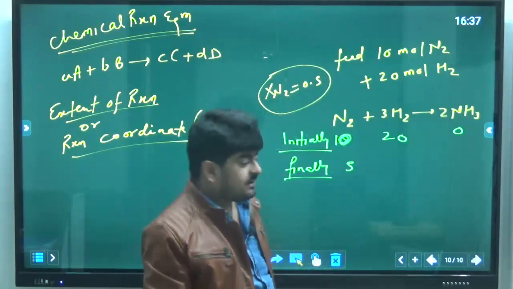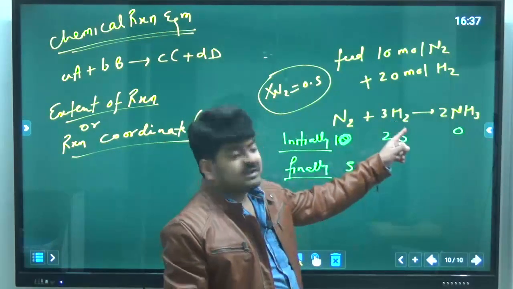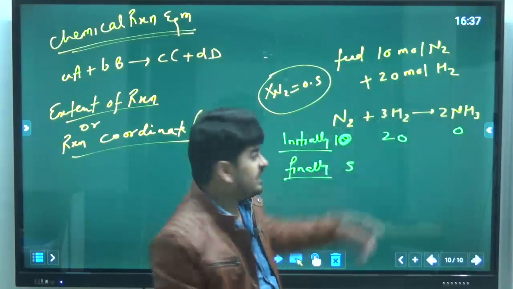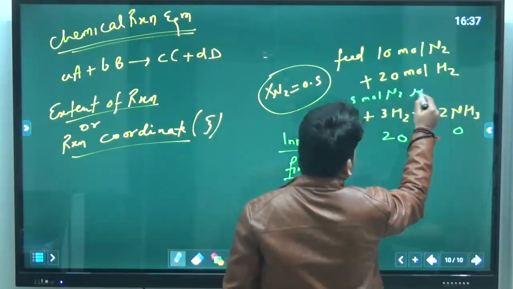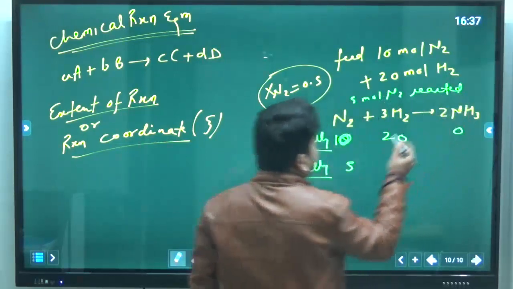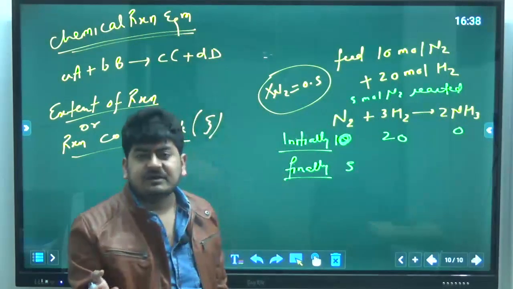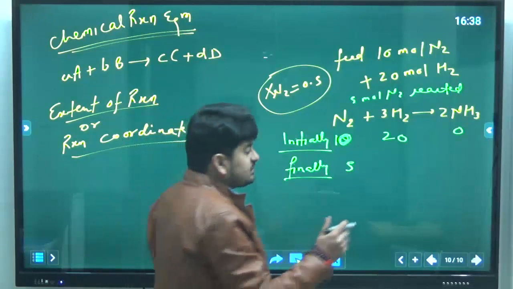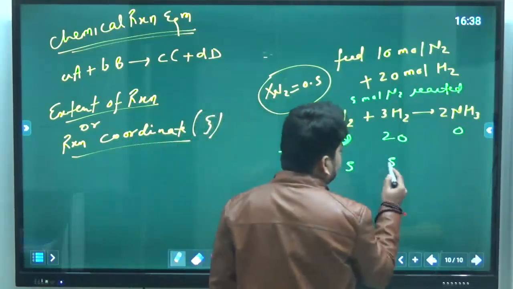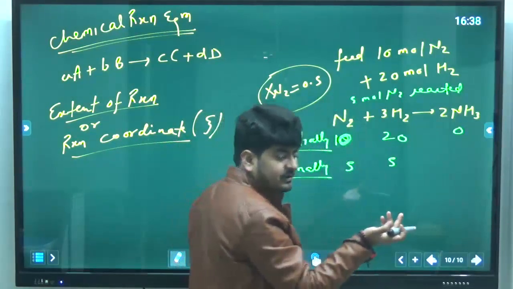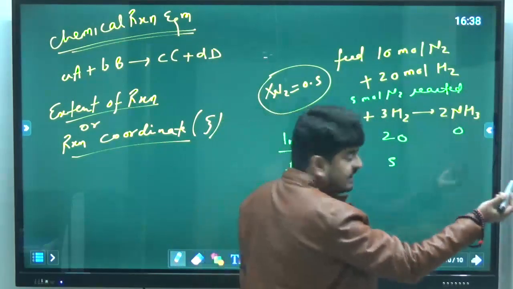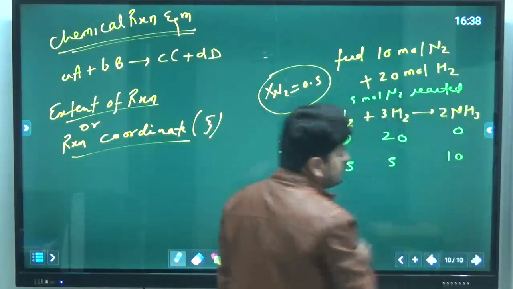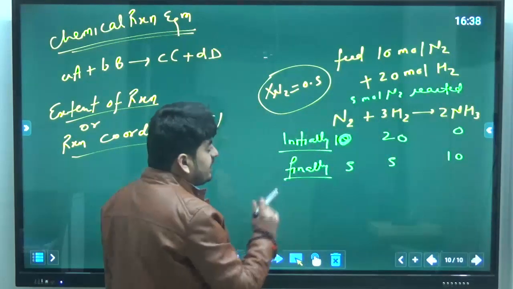For hydrogen, let's see, 1 mole nitrogen reacts with 3 moles hydrogen. So 5 moles of nitrogen reacted. Okay, so 5 moles nitrogen will react with 15 moles of hydrogen. So remaining moles of hydrogen will be 5 only, 20 minus 15, that is 5. 1 mole nitrogen gives 2 moles ammonia, so 5 moles nitrogen will give 10 moles of ammonia.